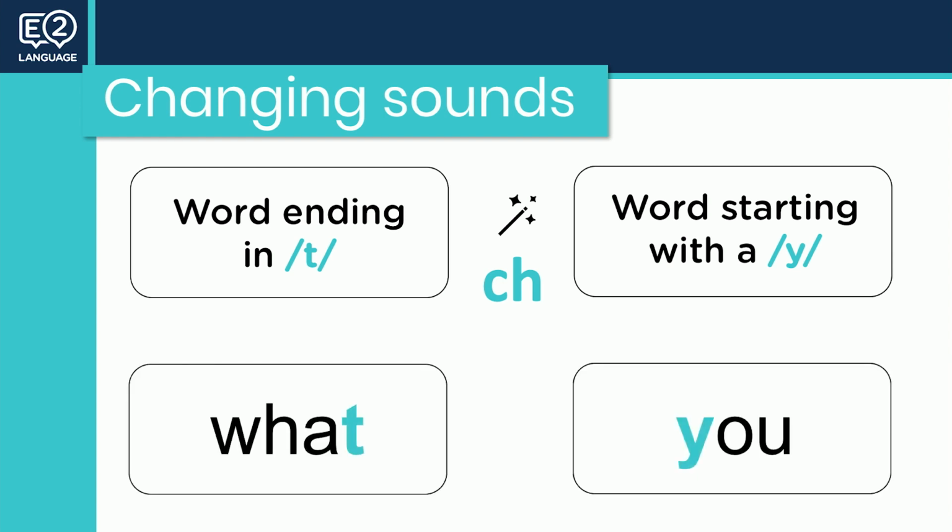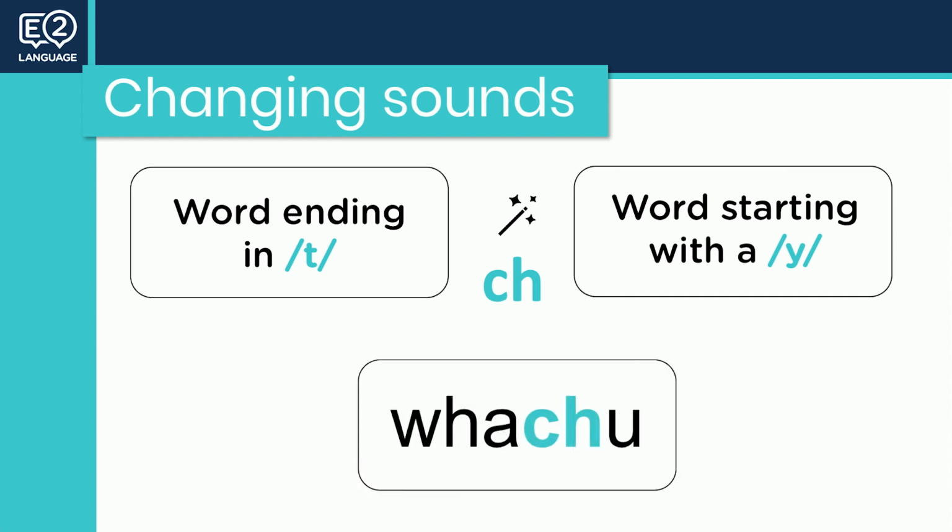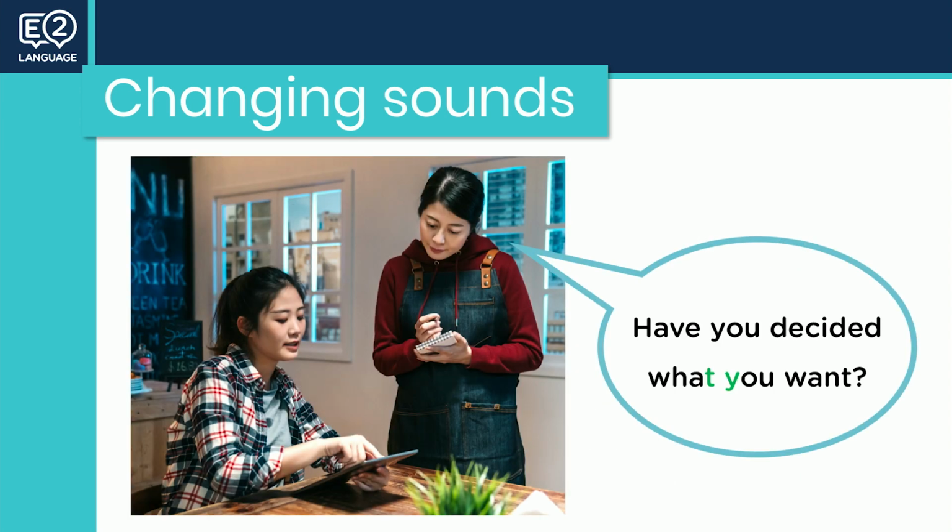What and you, so the word ends in a T sound. The next word starts with a Y sound. I do not say what you, I say what you. For example, have you decided what you want? This is not how we speak at all. What we really say is, have you decided what you want?